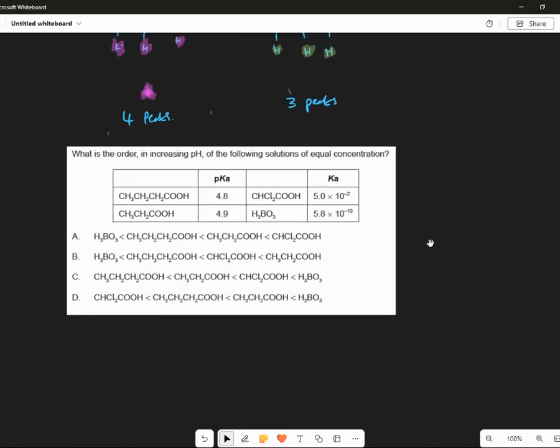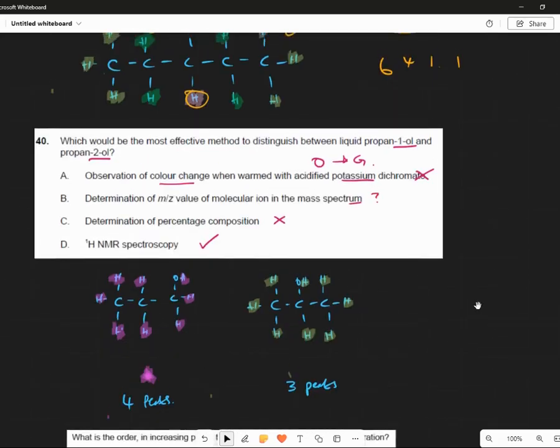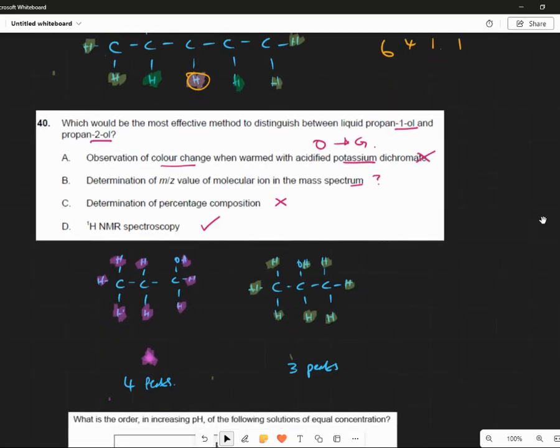Now, oh gosh, look at this. What is the order in increasing pH of the following solutions of equal concentration? Oh my word, isn't that awful? Now, Janet, do you want to have a look at that and have a go? Or do you put a downward thumb if you think, oh, for God's sake, not this one? Actually, it's not too bad. It's not too bad. Can we look at the last question again? Yeah, sure. There we go. Are you okay with that?